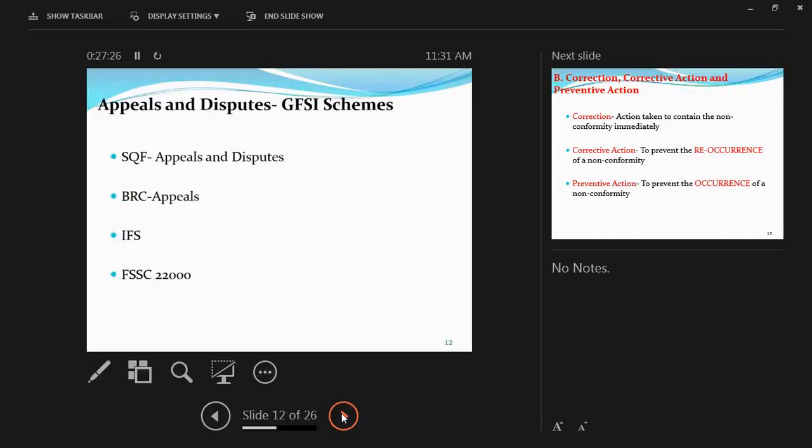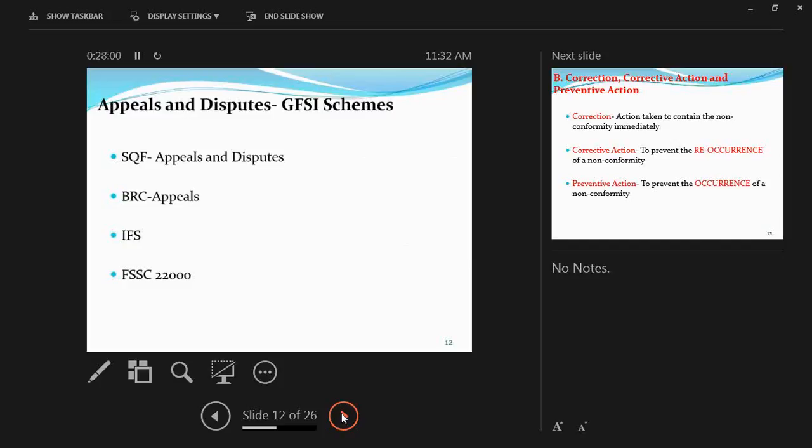So again, in the case of BRC, the CB is supposed to have a documented procedure for consideration and resolution of appeals against the certification decisions. Okay. The investigation procedures shall be independent of the individual auditor and the certification manager, because this will definitely ensure that there is no conflict of interest.